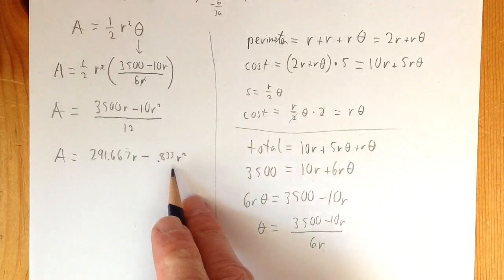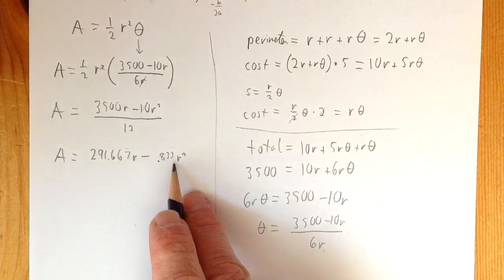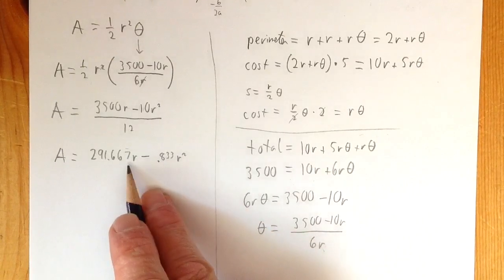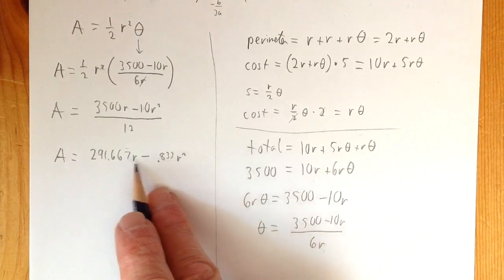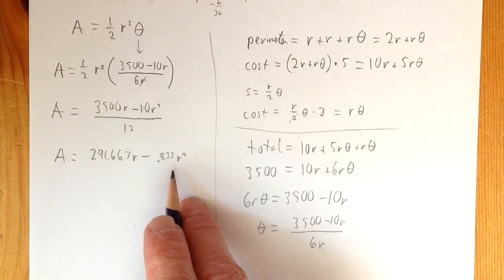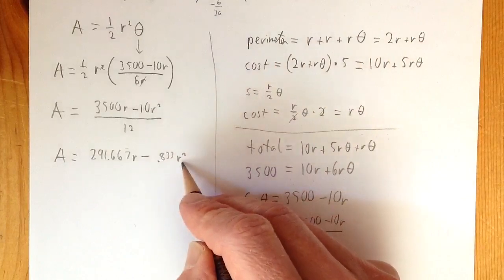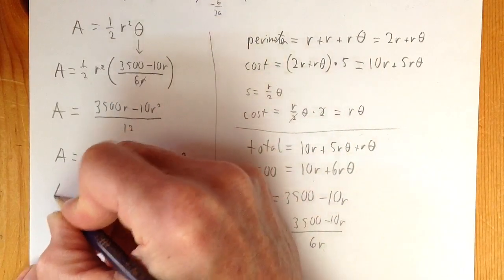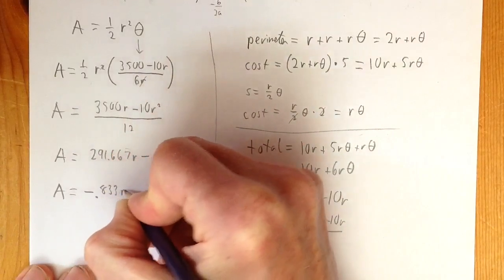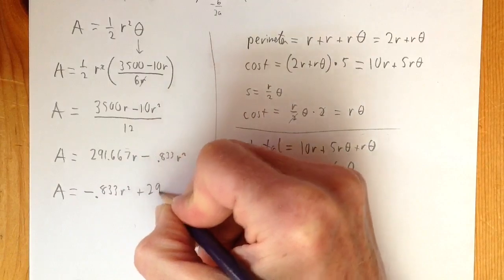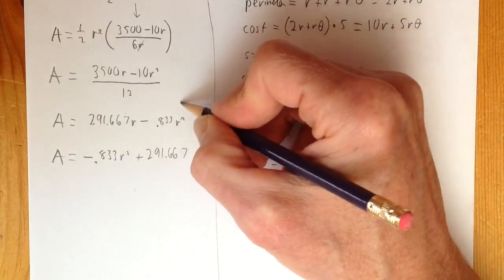Now, the smallest area possible is easy. Have r equals 0, right? So that's easy. Well, we want the biggest possible area. So what r gives us the biggest possible area? If we were to graph this, we would see that it looks like a parabola that opens down, because the r squared term is negative. Let's write it the way we normally do with the r squared term first: negative 0.833 r squared plus 291.667 r. We know it opens down, so it does look like a parabola.